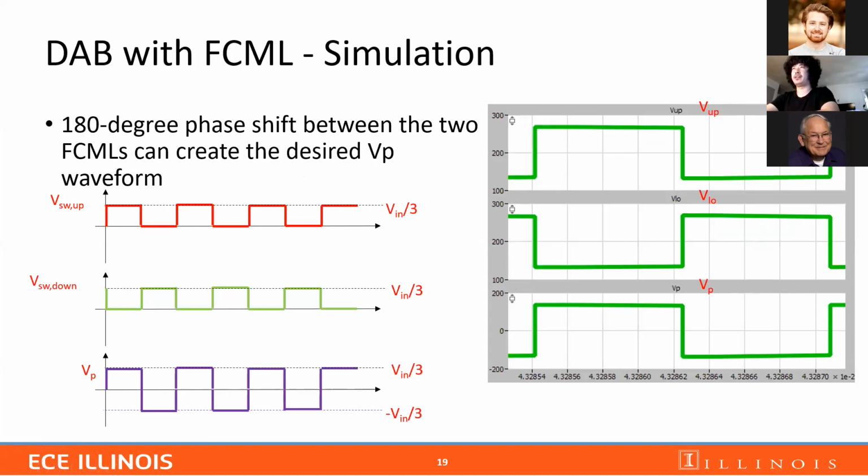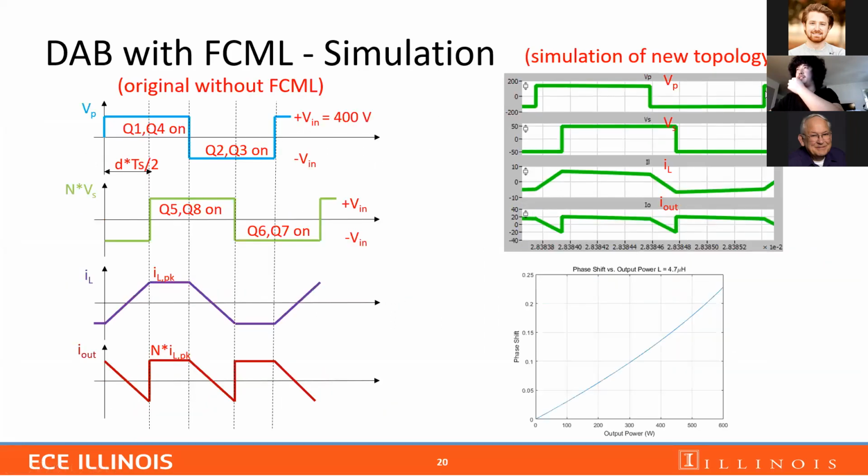The waveform on this page shows that if we operate the two XMLs completely out of phase, we can create a VP that's similar to the original one, but now it has a higher frequency and a lower magnitude. Finally, if we compare the simulation to the original DAB, we can see that the waveforms are similar, except that the voltage is smaller and the frequency is higher. And also the inductor and the output current are similar to the original one.